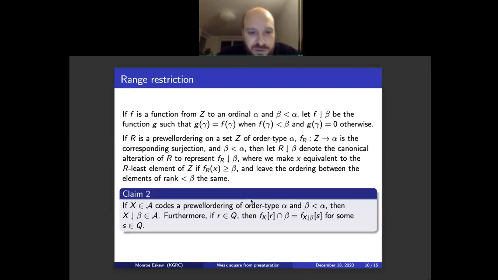And then we have a claim that I won't prove because it's not so interesting, but we'll need it, which is if X codes a pre-well ordering of type alpha and beta is less than alpha, and X is approximated in the same sense as before, then X down arrow beta is also approximated, meaning, again, that the intersection of X down arrow beta with countable sets in V is also in V, assuming that X had that property. Furthermore, if R is in Q, then F sub X image R intersect beta is equal to the function coded by X down arrow beta image on some other set S from Q. Again, this is all kind of canonical, very constructively proven.